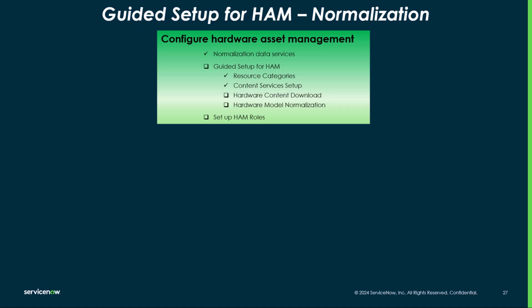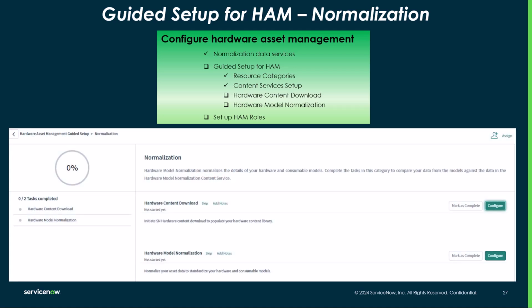Okay, so we've done the resource categories, we've downloaded the content services, and now we're going to skip over to the normalization section. There are only 2 steps in the normalization section, and this is really to download the content and normalize the hardware models.